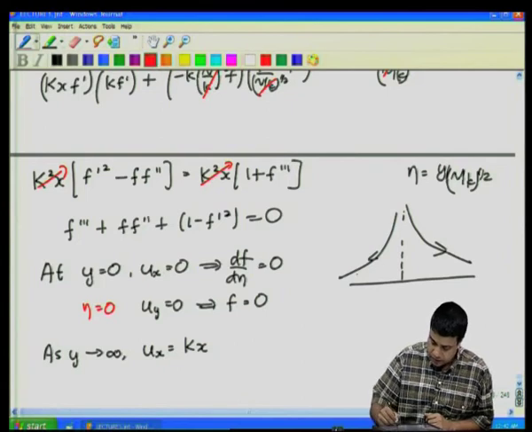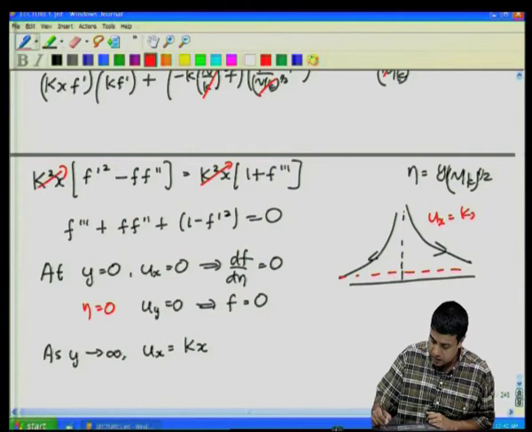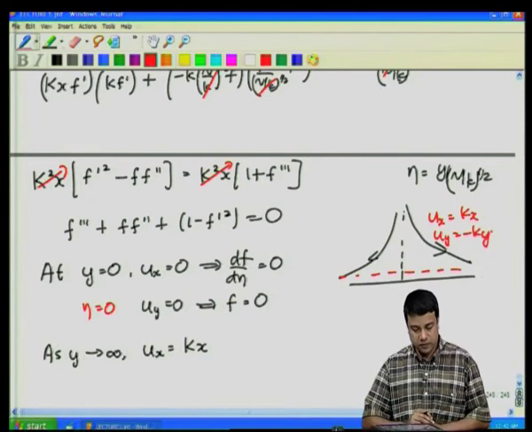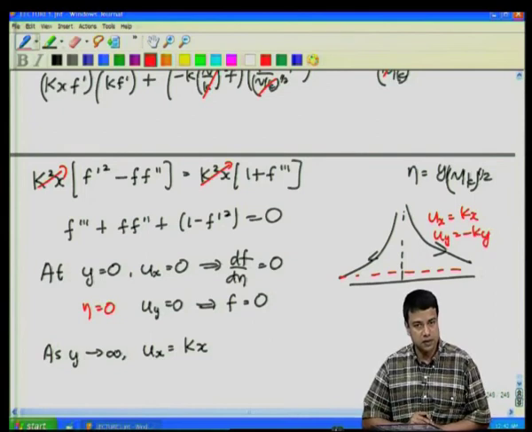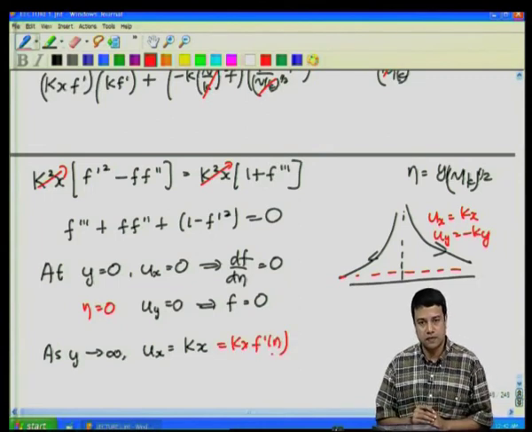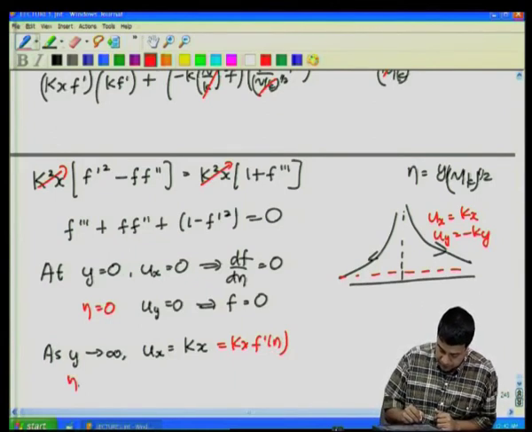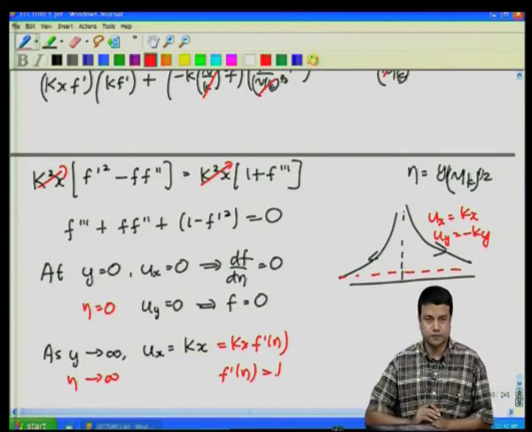So, I have a thin boundary layer here. In the limit as y goes to infinity, I have to recover the outer flow solution, which has u x equal to k x and u y equal to minus k y. So, as y goes to infinity, u x is equal to k x, and we know that u x is equal to k x times f prime of eta, in terms of the function f. Therefore, this requires that as eta goes to infinity, f prime of eta is equal to 1.